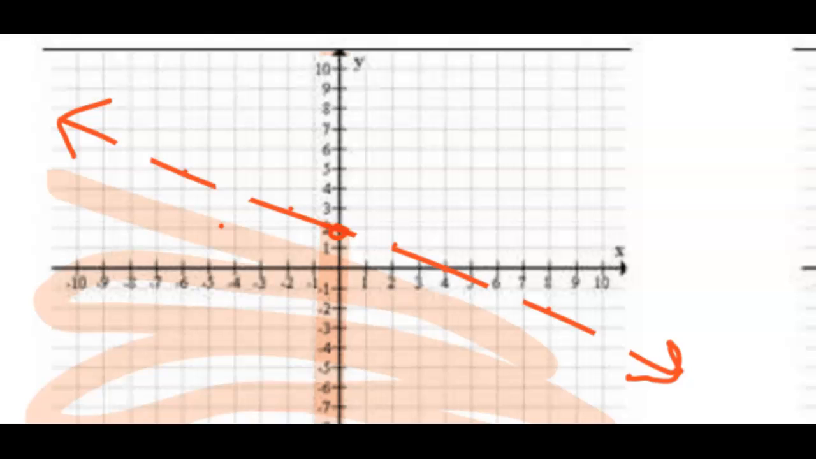It should be closed, it's just my board. It doesn't matter though, because the line is dashed, so it's kind of like an open circle, because technically that point is not a solution. But you don't have to draw it as an open point on the board.